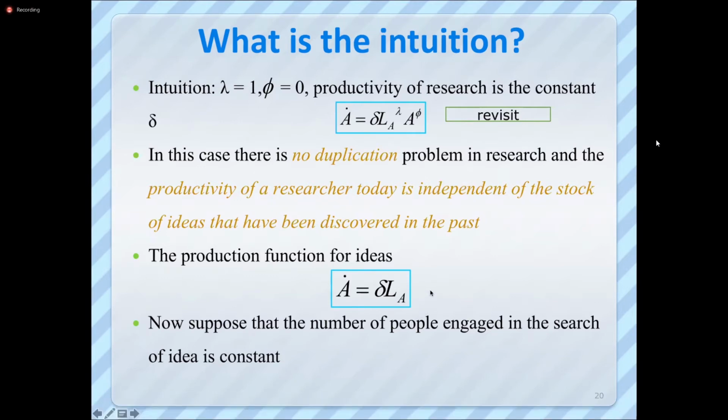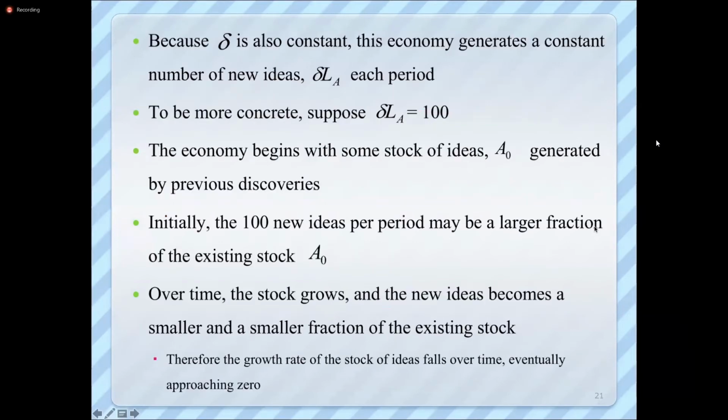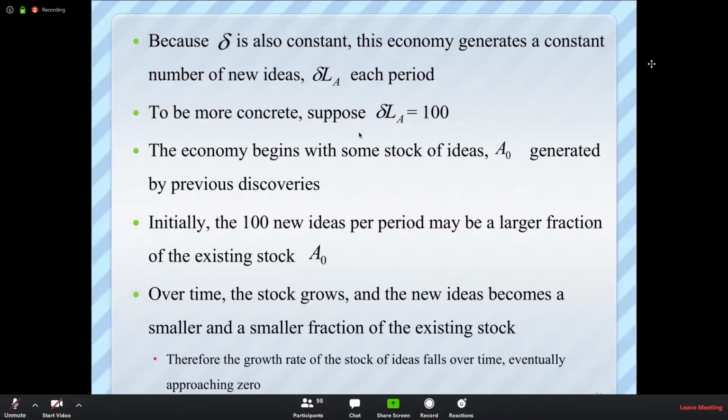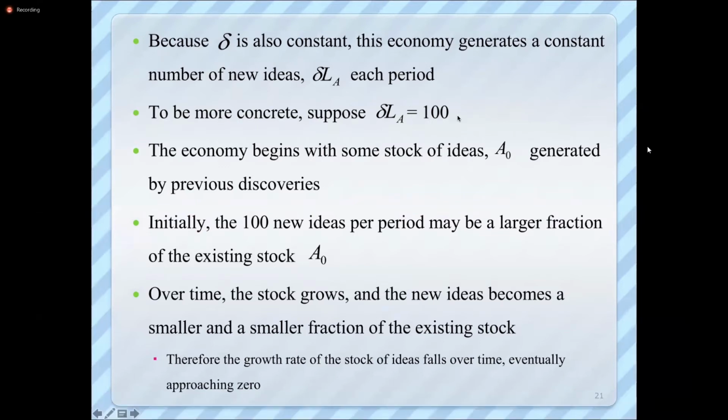What does this mean? It means the production function of ideas with no duplication in the economy, and the productivity of a researcher today is independent of the stock of ideas. So this is the growth of ideas at a particular time period. Now using this equation, suppose that the number of people engaged in the search for ideas is constant. Let's say every year there are 100 people engaged in the production of ideas, right? Because delta is also constant, this economy generates a constant number of new ideas. Supposing, to be more concrete, that this delta LA is 100. 100 ideas are being created every year.